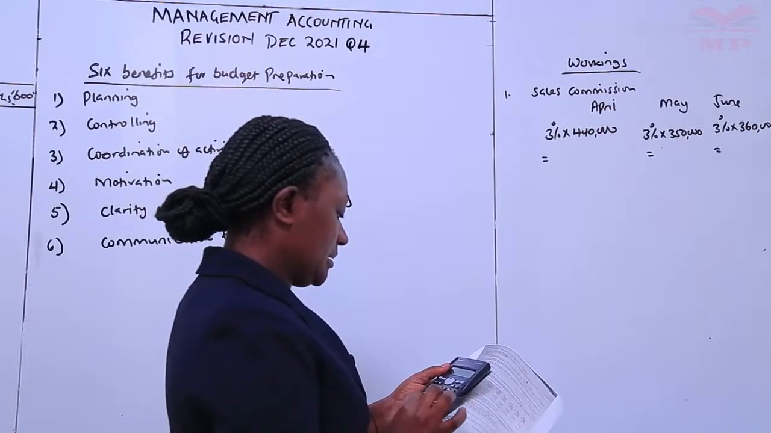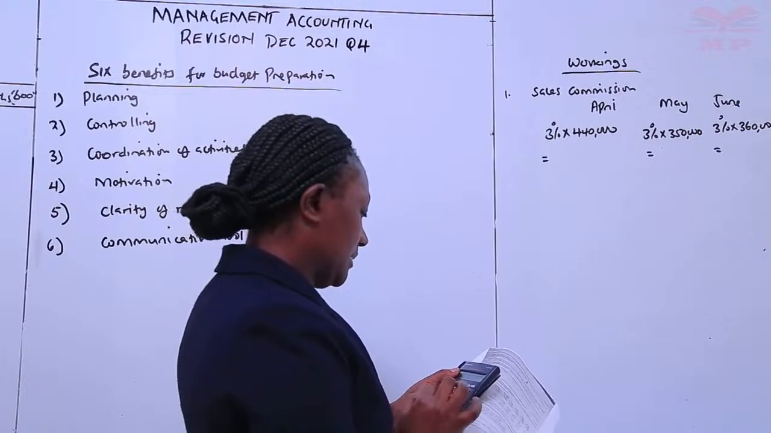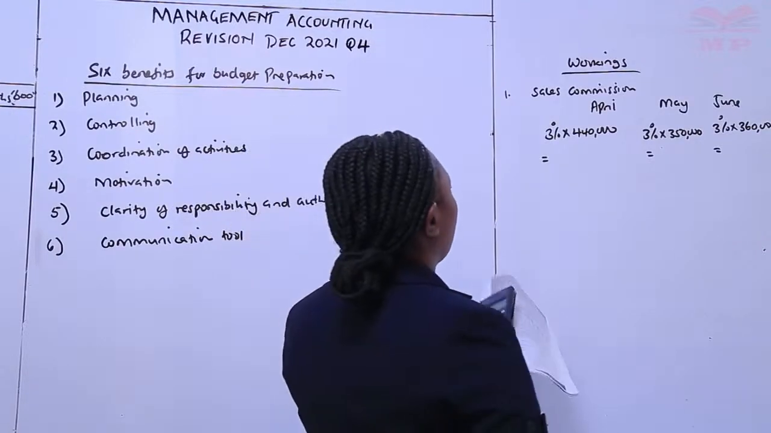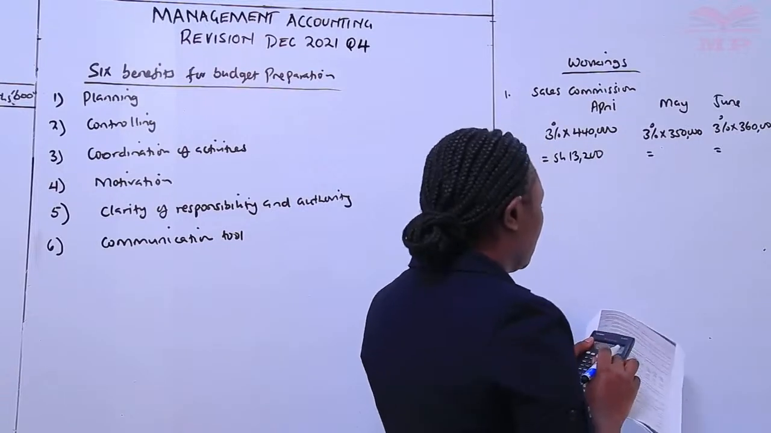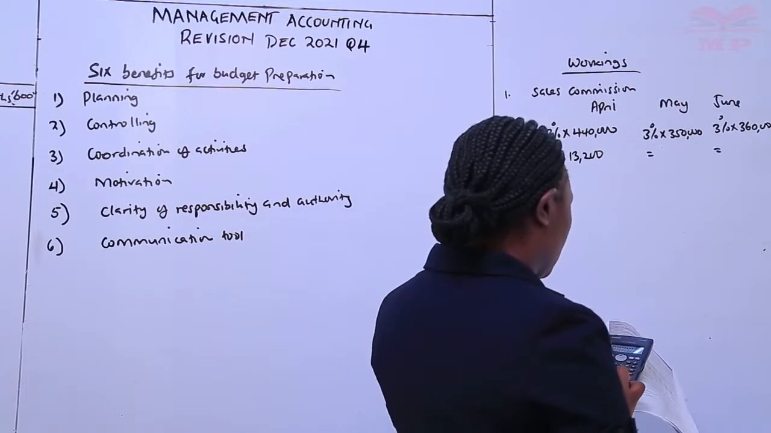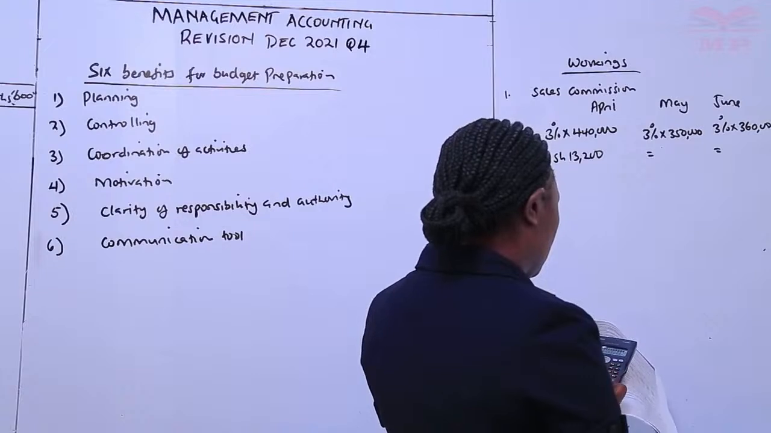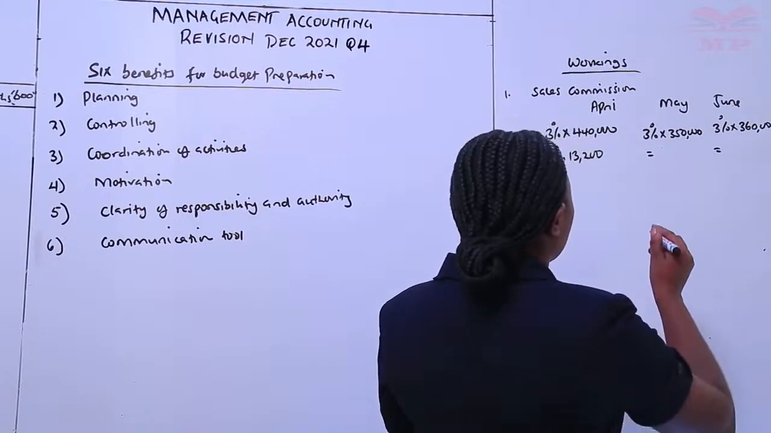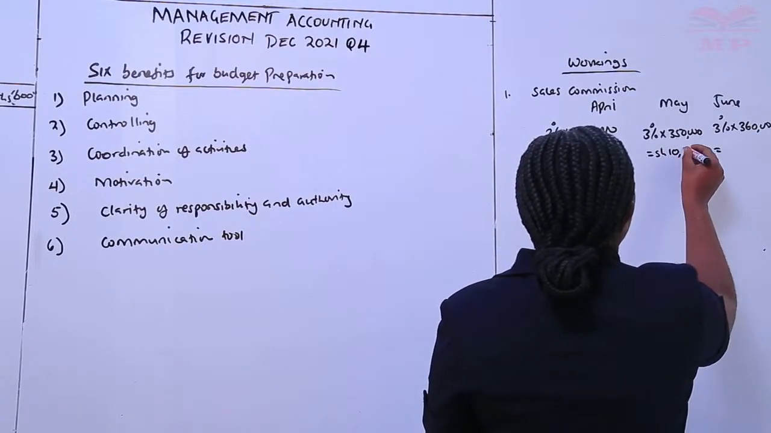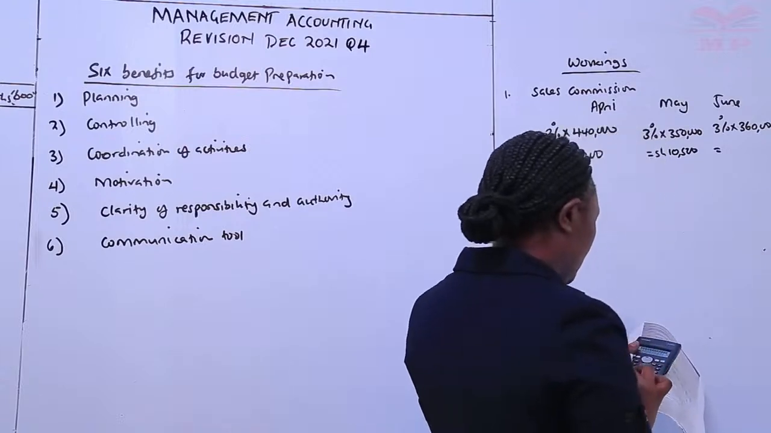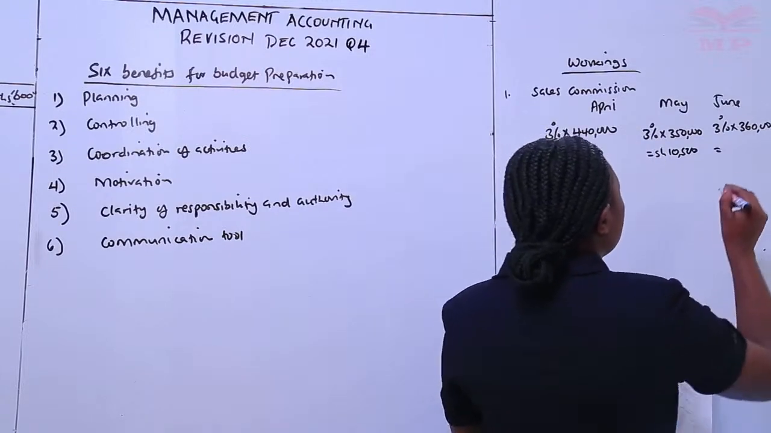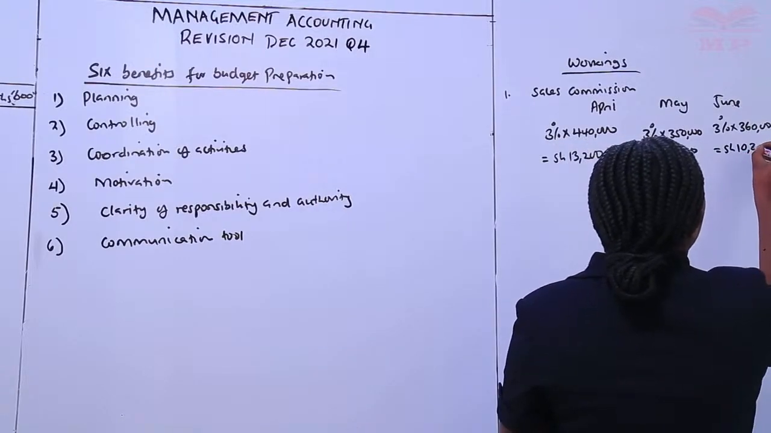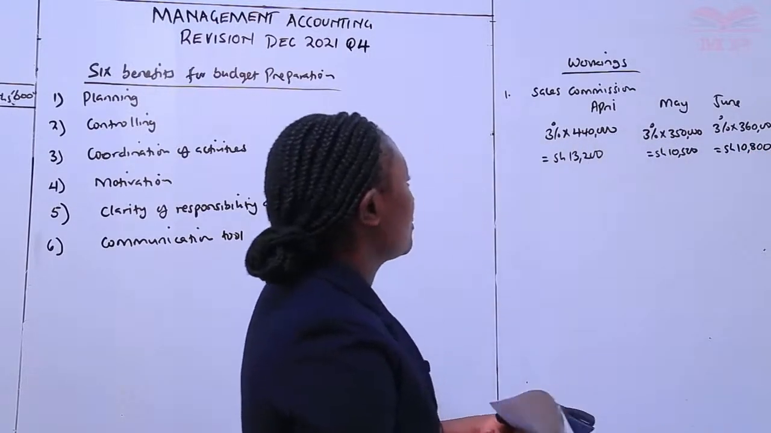So 3% of 440,000 is 13,200. Then this will be 10,500. This is 10,800. So those are the amounts we'll use in the cash budget.